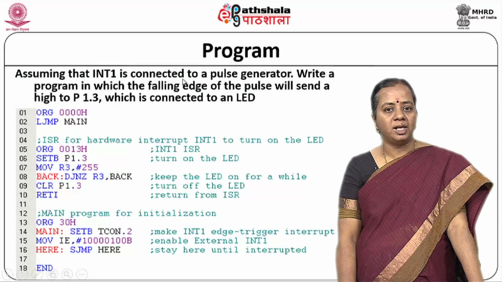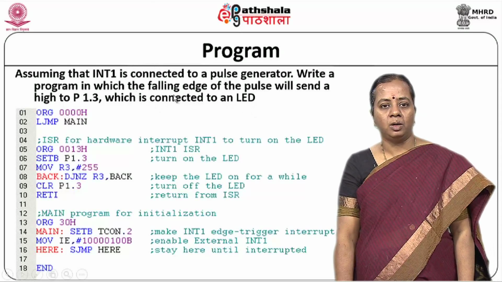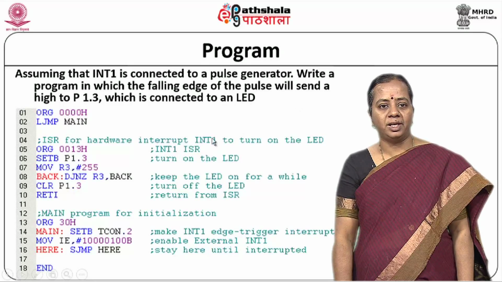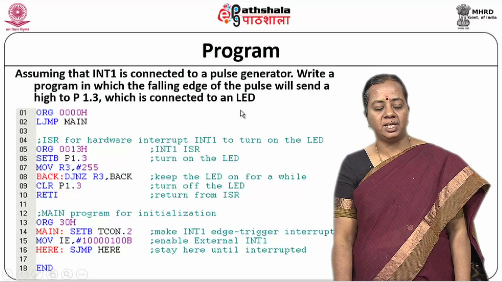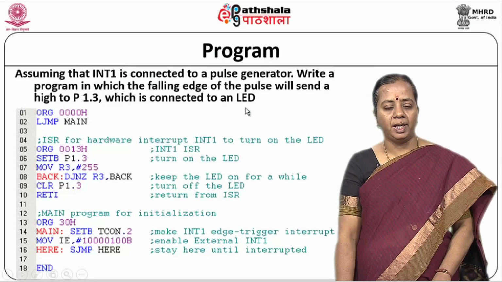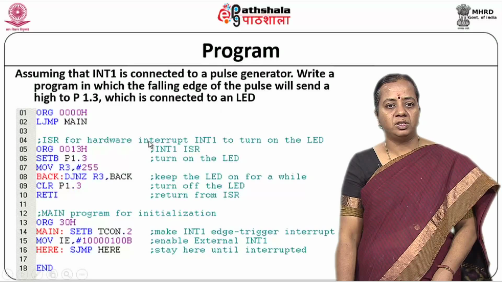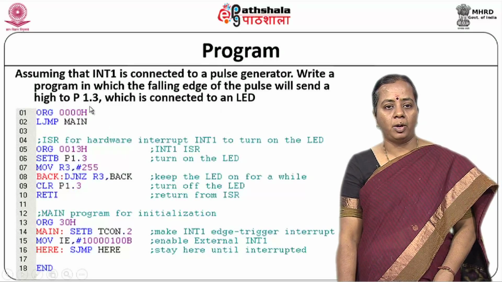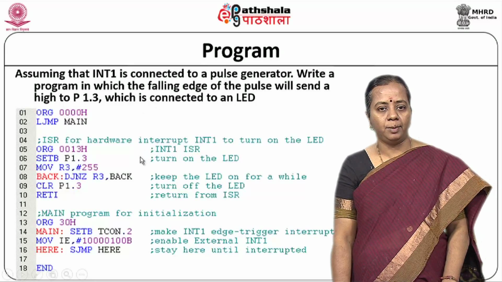Whenever I get a transition of 1 to 0, this particular interrupt gets enabled. The program, on the falling edge of the pulse, sends a high to P1.3, that is, 1 to P1.3 where the LED is connected. So once I get an external interrupt at INT1, it lights the LED connected to pin 1.3. This is the sample program for an external interrupt task.